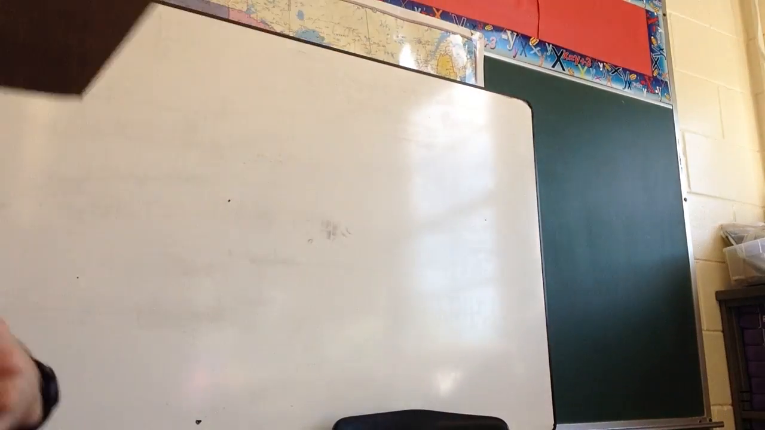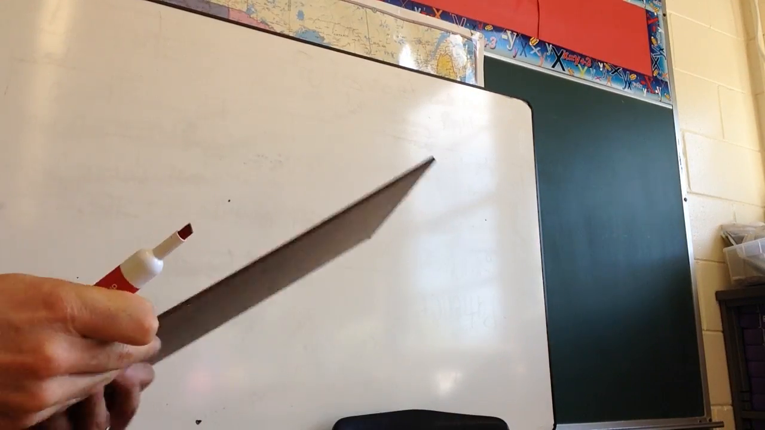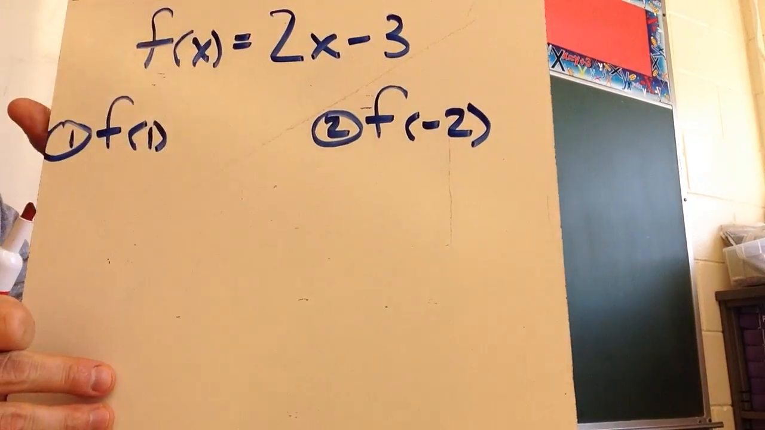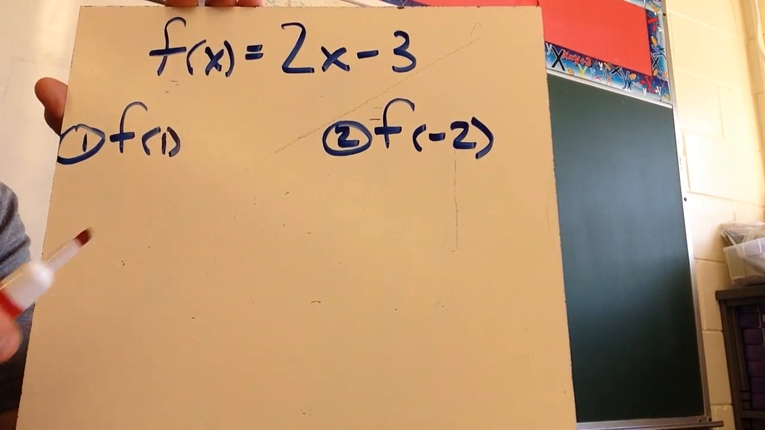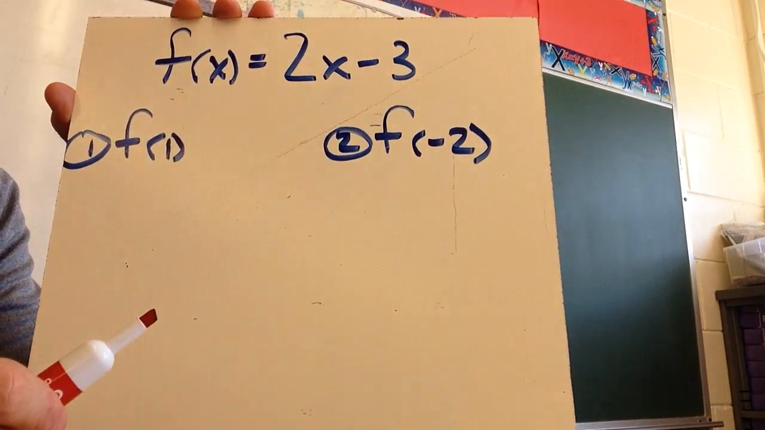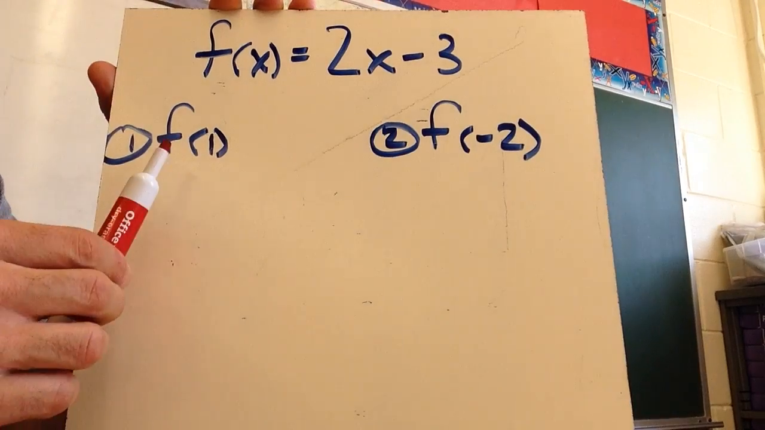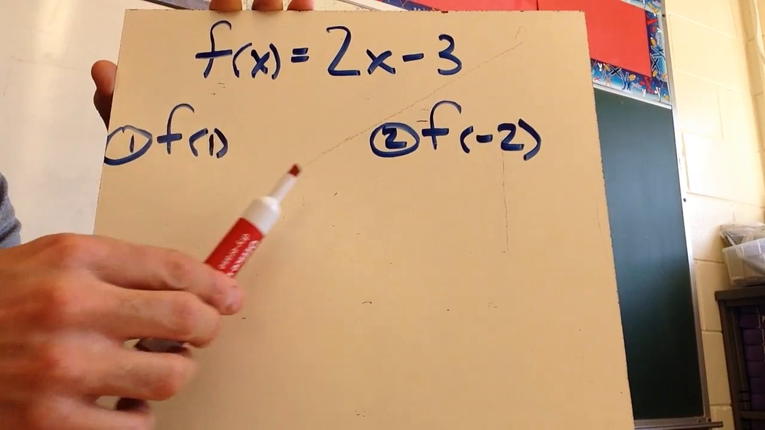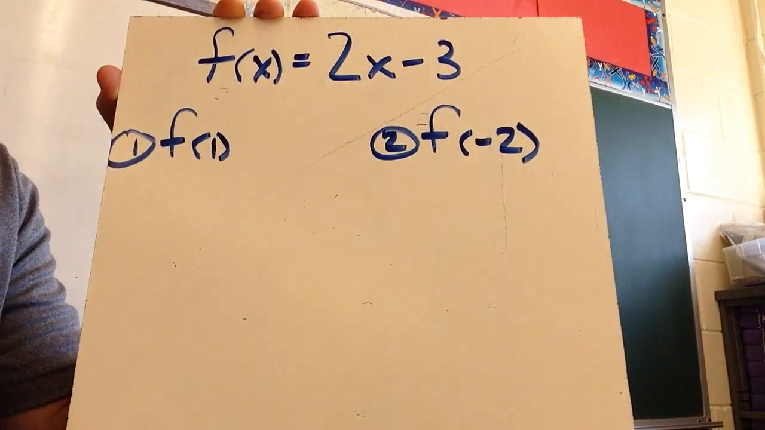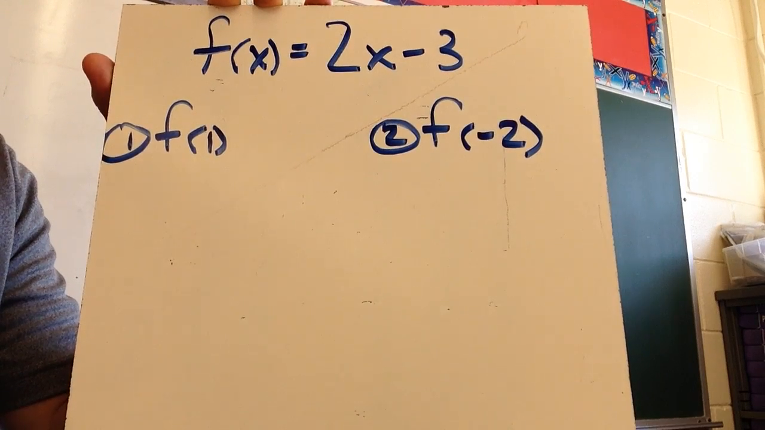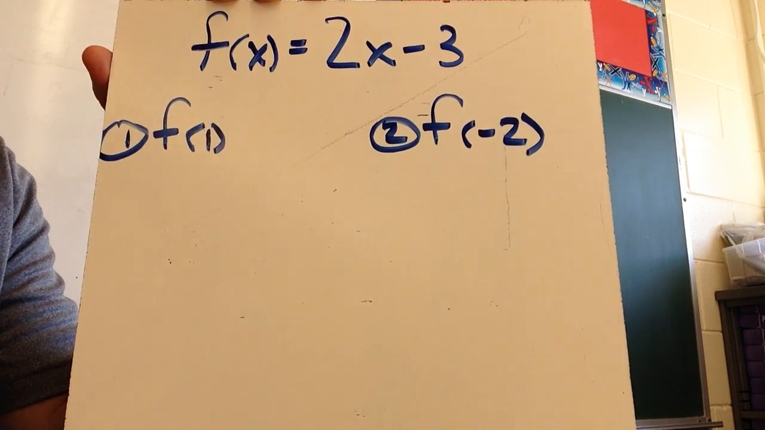All right, now I'm going to have you try some. f of x equals 2x minus 3. What I want you to do is find f of 1 and find f of -2. Please pause the video at this time to practice these problems.